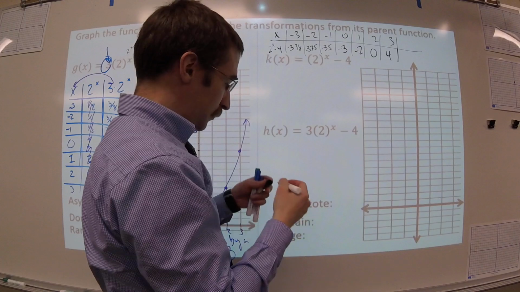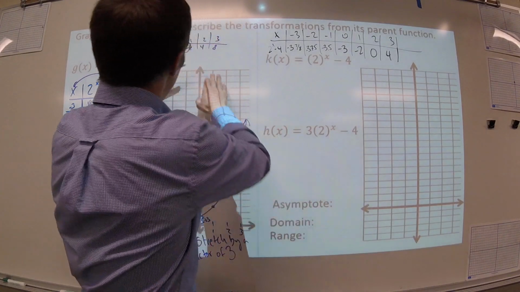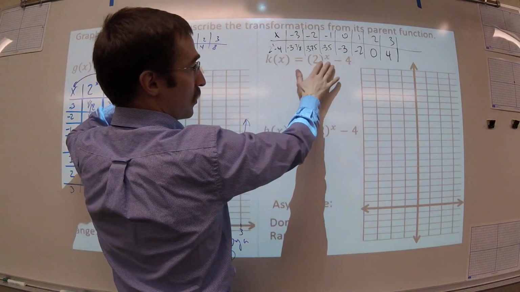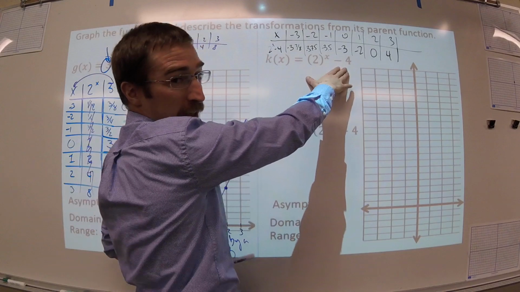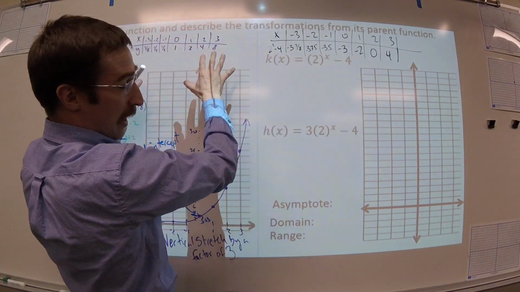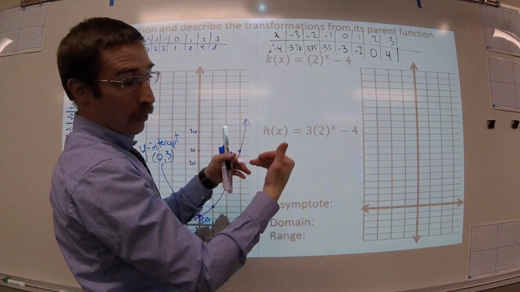So what's happening here is all of my y values from my original function, 2 to the x, got 4 taken away from them. And what this is going to do to the graph is take that whole graph and shift or translate it down 4 units.